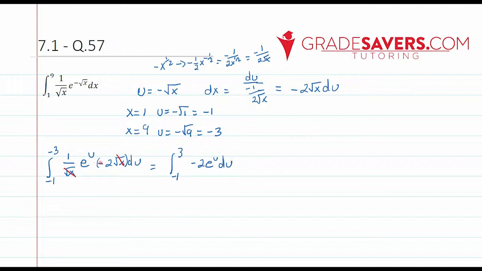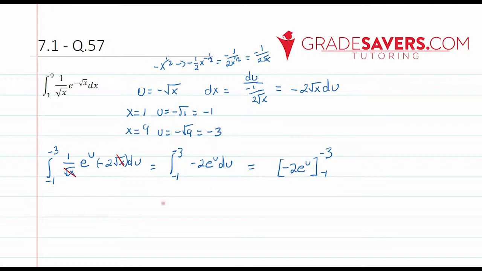And all we did was we rewrote this negative 2 in front of the e to the u, and then left our du in place. So this becomes negative 2 e to the u evaluated from negative 1 to negative 3. Whoops, there's a negative sign missing here, so let's add that back.